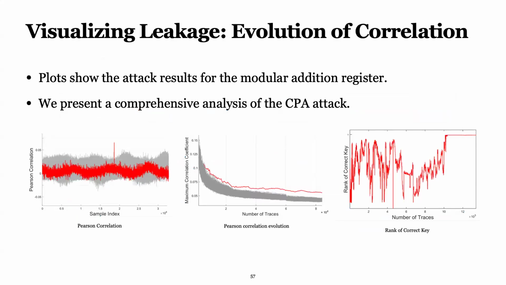So this is our attack result. We were able to extract the secret key after 10,000 power traces. As you see, the correct secret key has the highest Pearson correlation.